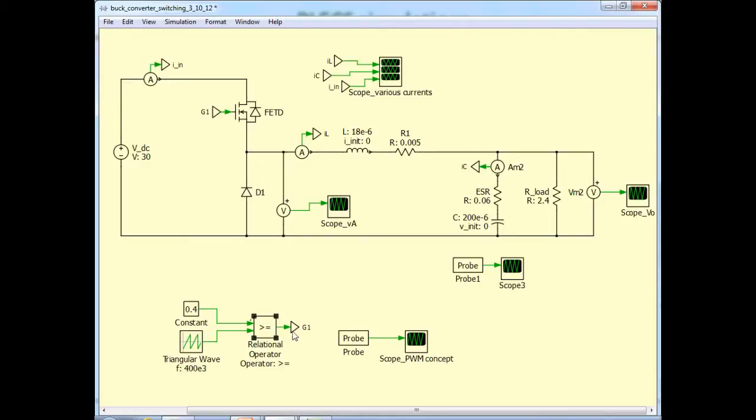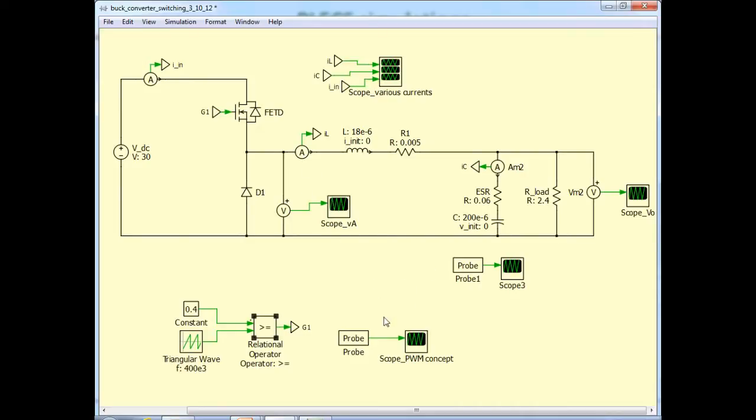And notice how we use these tags to connect various points without running lines. That makes it much more convenient to connect various points together. The rest of the things in the schematic are all the oscilloscopes and some of these probes. So there are two ways of monitoring various signals. For example, if you want to measure this voltage, you can put a voltmeter, or if you want the inductor current, we can put the ammeter here and then connect a probe to their outputs.